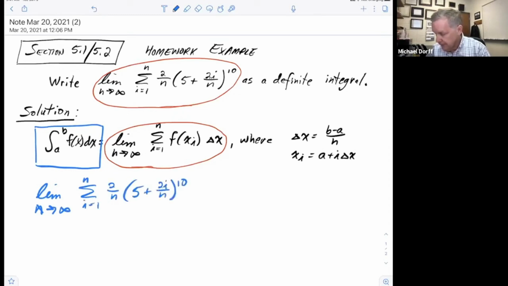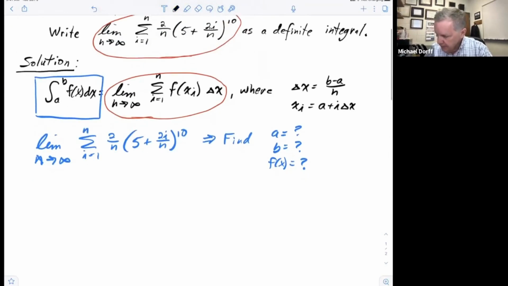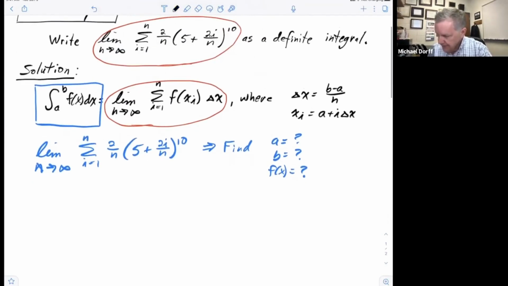This is what we're given, and what we need to do is find a, b, and f of x. And as soon as we have those things, then we can plug them into the definite integral that we have in the blue box here, and we're able to write our integral. We'd be done. Okay, so I'm going to look at the comparison of these things here.